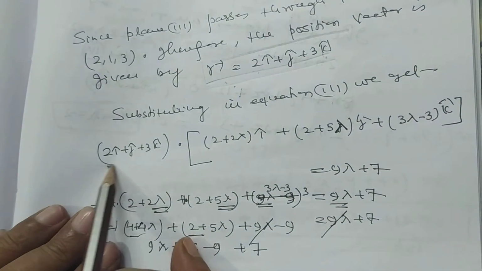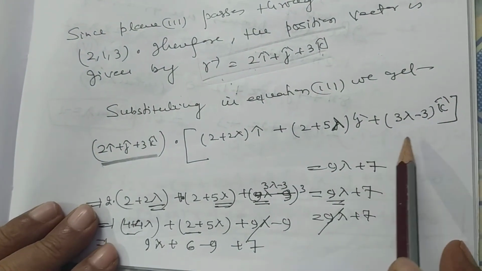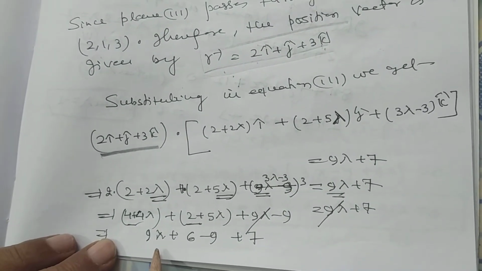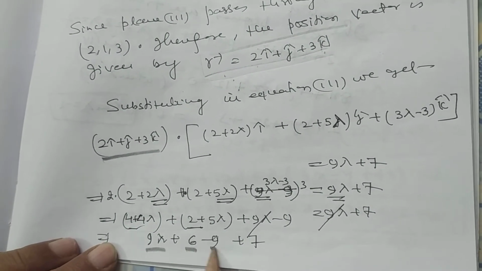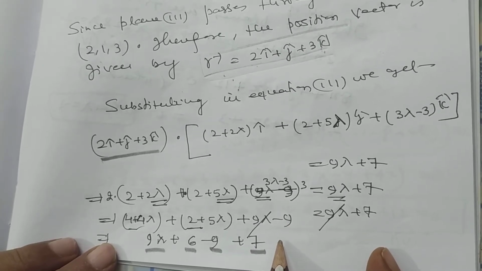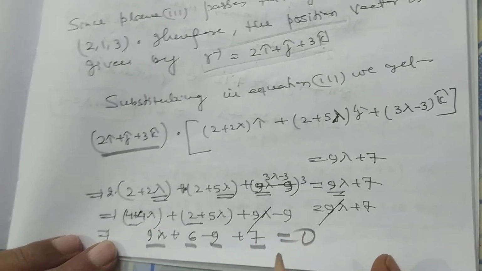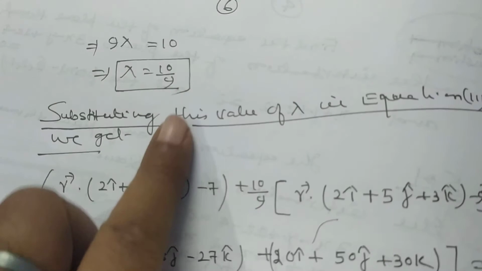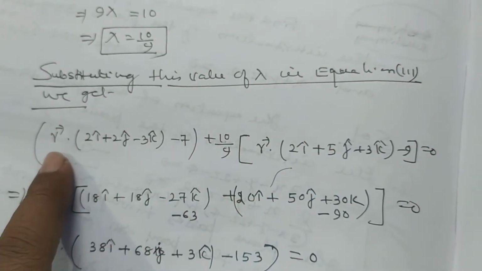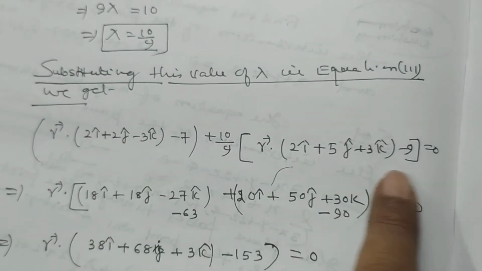Now putting the value of 2i + j + 3k in the given equation 3, we will get the value of lambda: 9λ + 6 − 9 + 7 = 0. So 9λ = 10, so lambda is equal to 10 by 9. Substituting the value of lambda in equation 3, we have this equation.